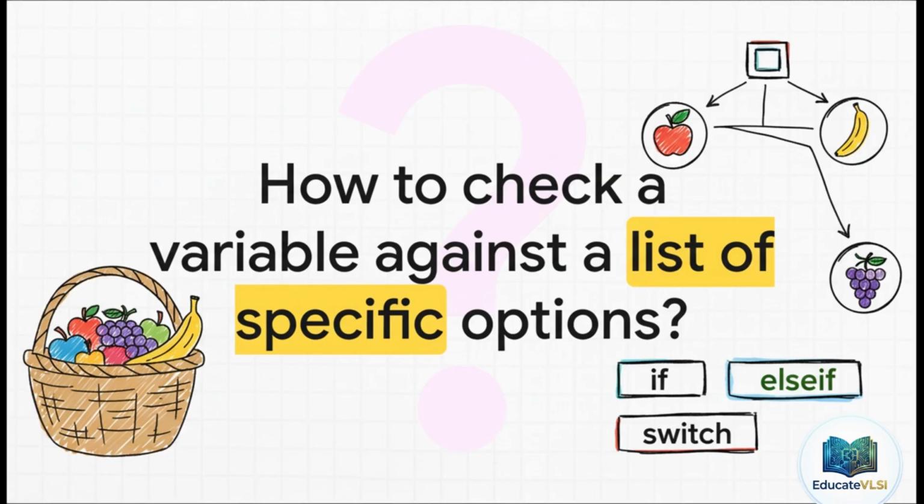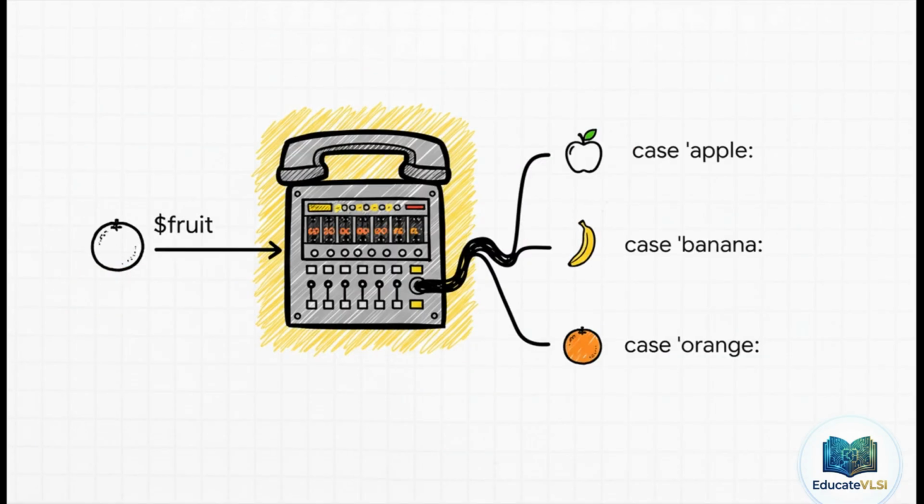You could use a long chain of if statements, sure, but there's a much cleaner, much more elegant blueprint for this kind of job. And this is where the switch statement is just perfect. It takes one variable, in this case our fruit, and compares it against a list of possibilities. It checks apple, no match. It checks orange, we have a match. It runs that code and then it's done.